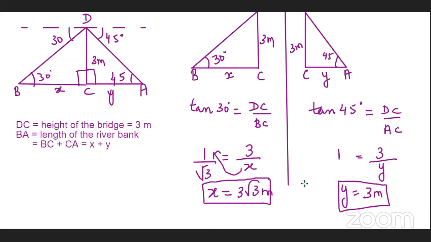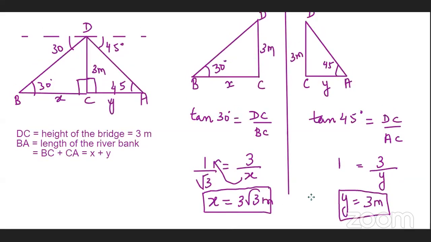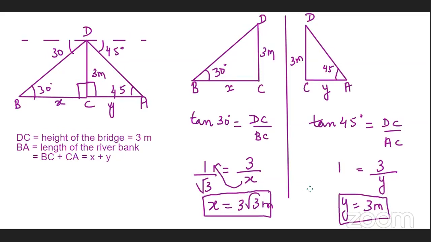Last step I'm not writing. Okay, finish it off. I'm going to the next question. So you'll say length of the river bank equals X plus Y, equal to 3 root 3 plus 3. Right? All done. Can we move to the next question? Yes, ma'am.